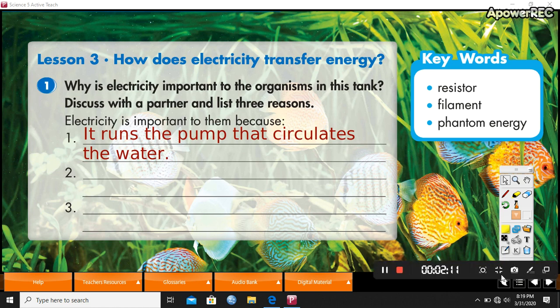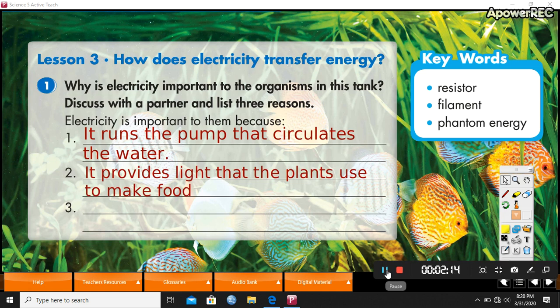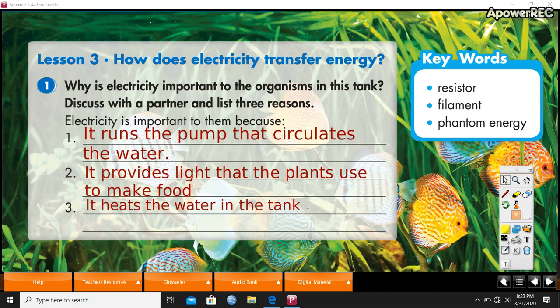Next, what is the second? The second important thing is it provides light that the plants use to make food. As we know, plants need light to produce food through photosynthesis. So, the lamp inside the fish tank will provide light and help the plants do photosynthesis. Okay, the third important thing is it heats the water in the tank. So, electricity is important to the organisms in the tank.